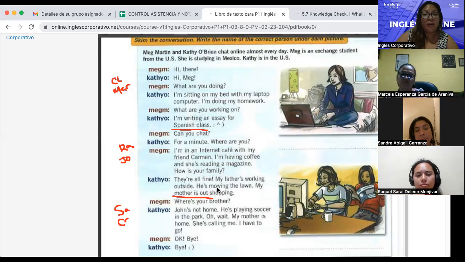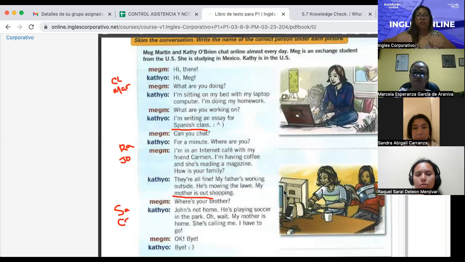Okay, mowing the lawn. It says cortar el césped. He's mowing, but this is with a machine, okay, with a machine. The lawn, it's like the yard. Okay, another question about vocabulary?